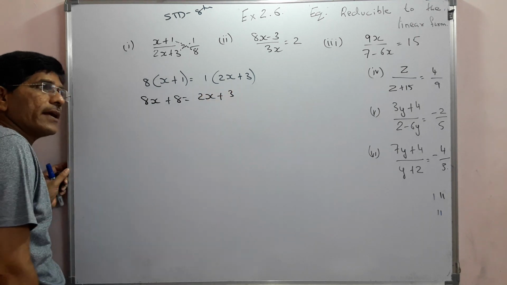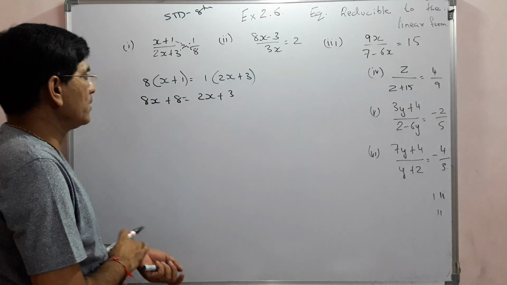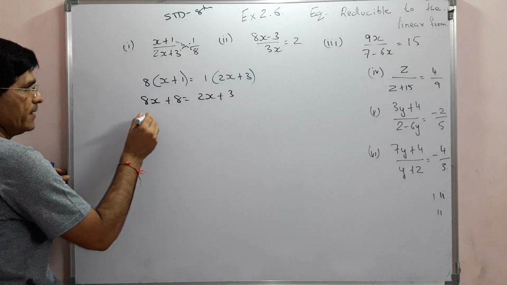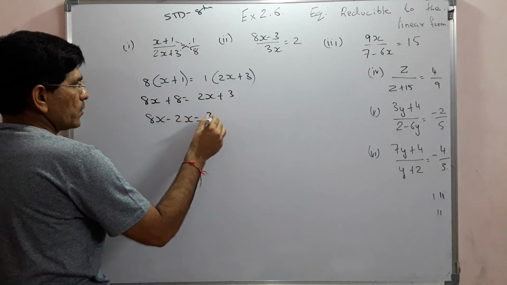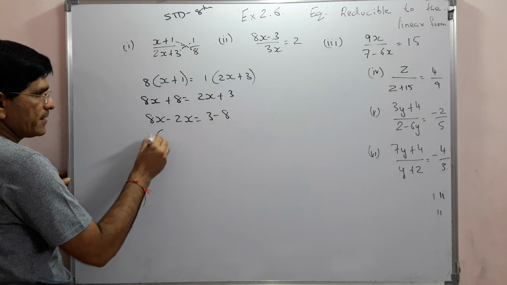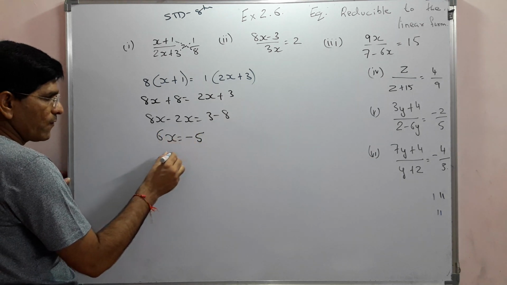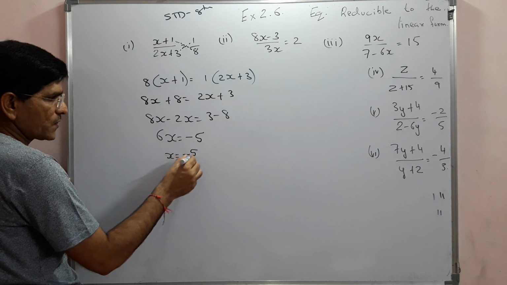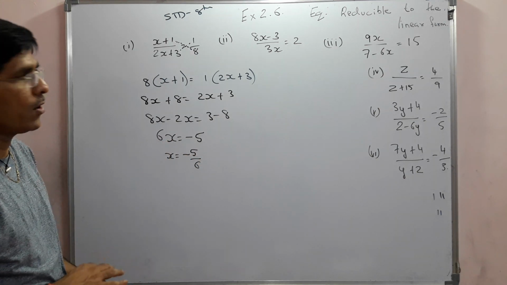Now what is our target? Every time the variable, that is x, should be on the left hand side. That is 8x minus 2x is equal to 3 minus 8. Now if you see, 6x is equal to minus 5. Therefore x is equal to minus 5 by 6. That is a simple concept.